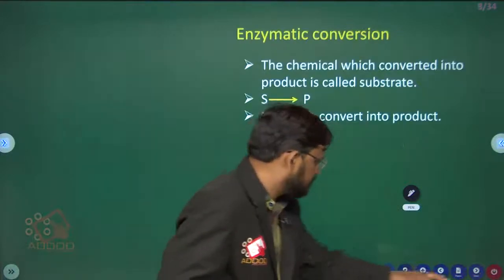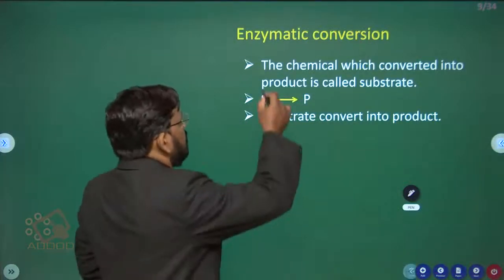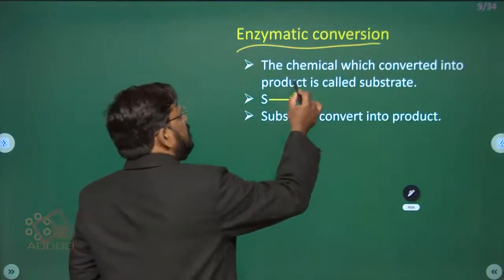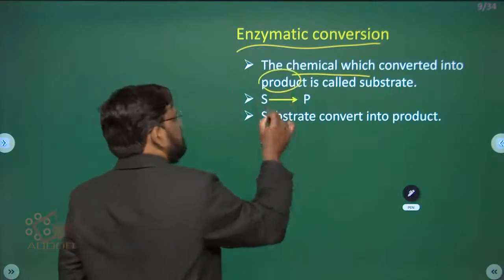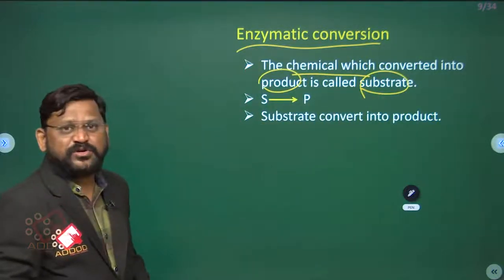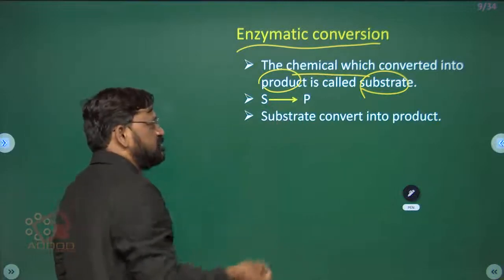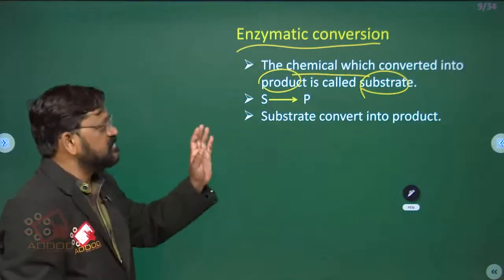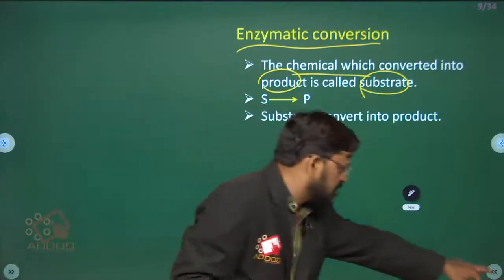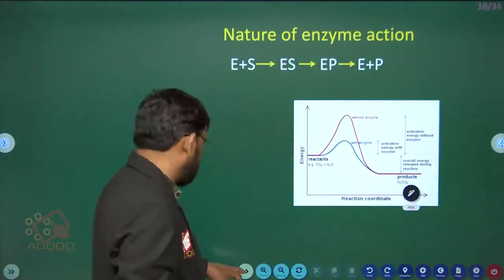Next, let us see how enzymatic conversion takes place. The chemical which is converted into product is called the substrate. So, substrate is a chemical which has to be converted into product. Substrates convert into products, that is an enzymatic conversion, where the enzymes participate in this reaction.